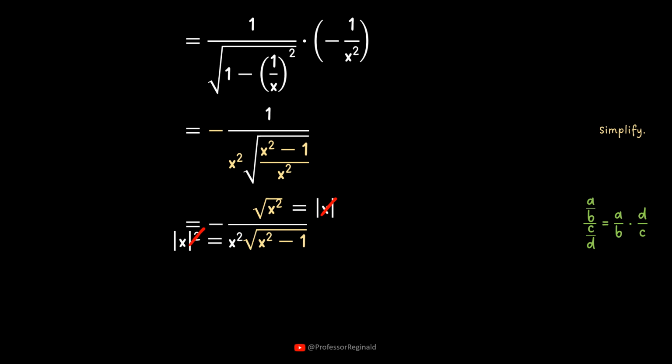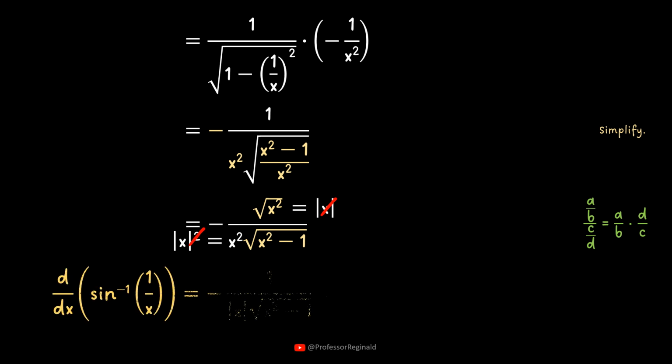Therefore, the derivative of the inverse sine of 1 over x is equal to the negative of 1 all over the absolute value of x multiplied by the square root of quantity x squared minus 1, which is also the same as the derivative of the inverse cosecant of x.